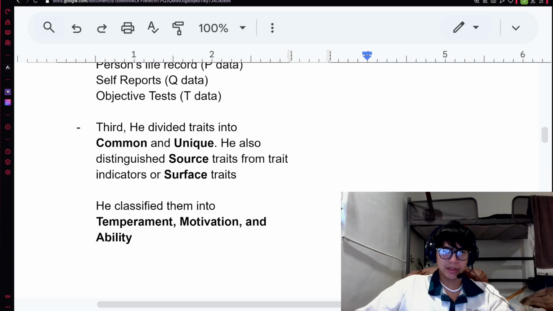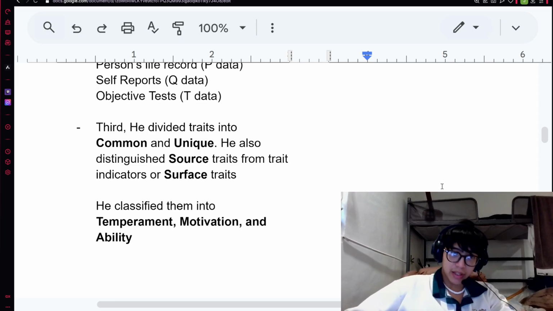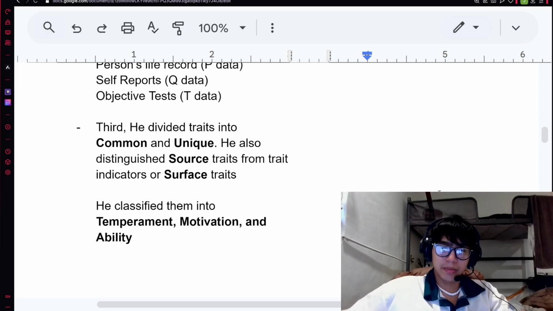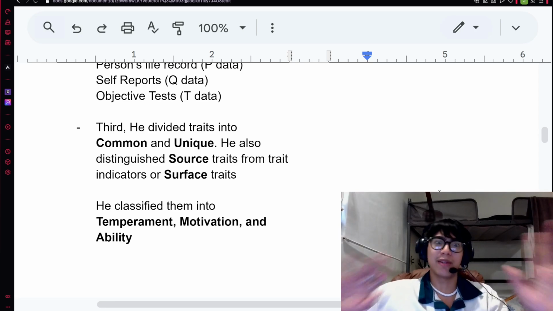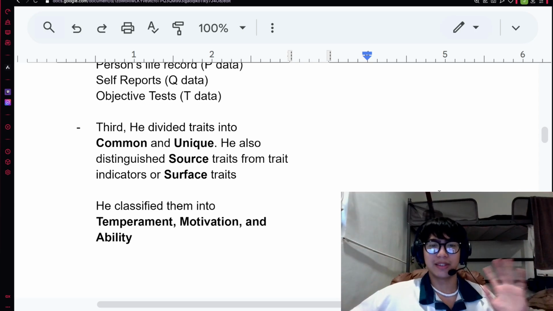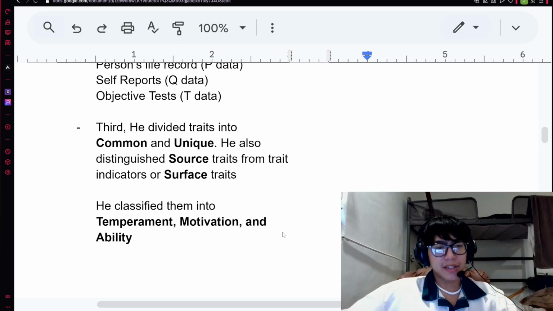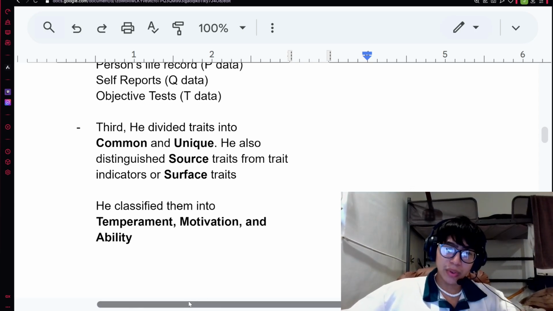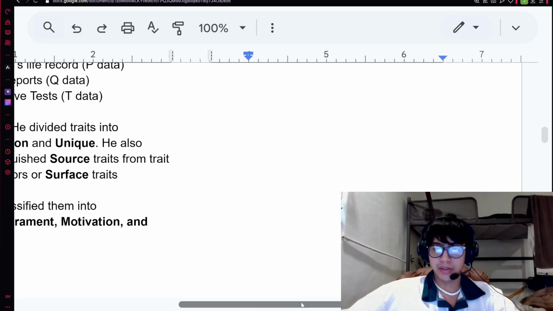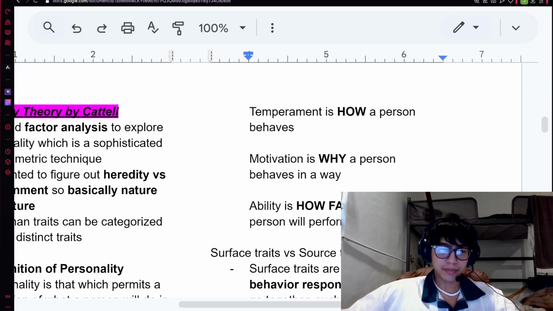Data maybe? He classified them? Okay, I think he classified the traits. Or basta he classified something, okay? No, this is not really that well explained. Anyway, so he classified them into temperament, motivation, and ability. So let's take a look at that.